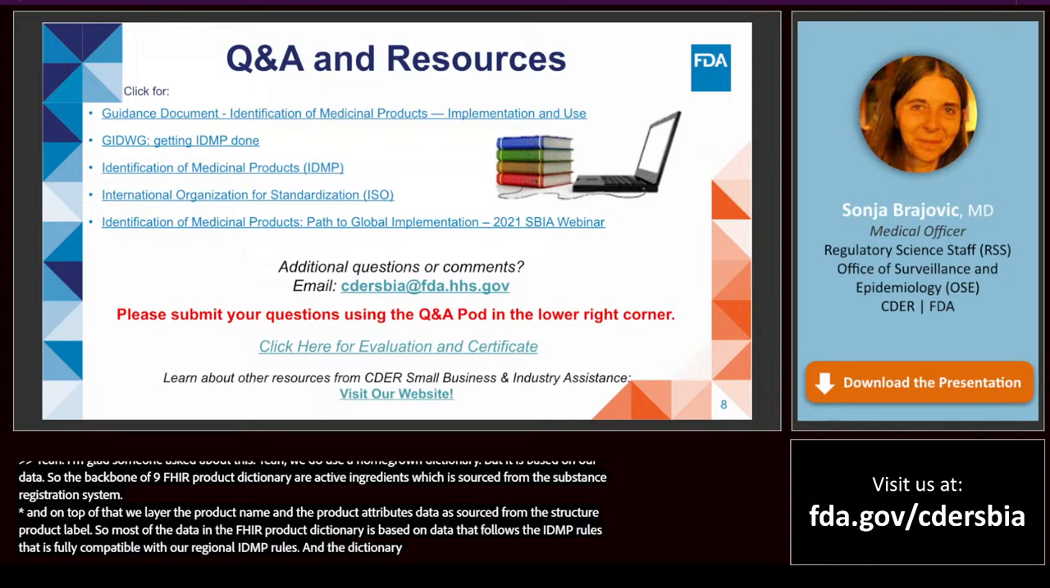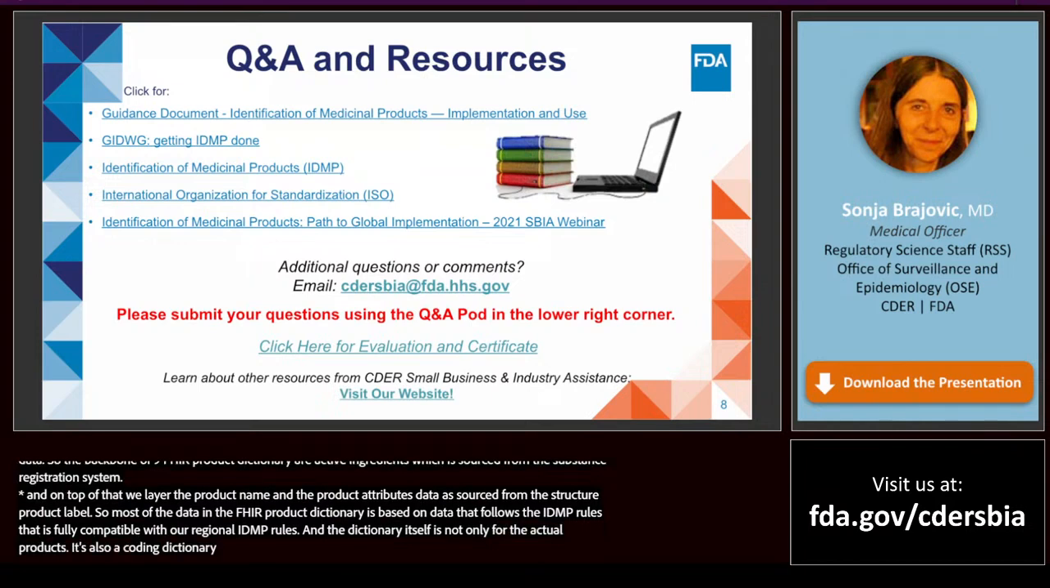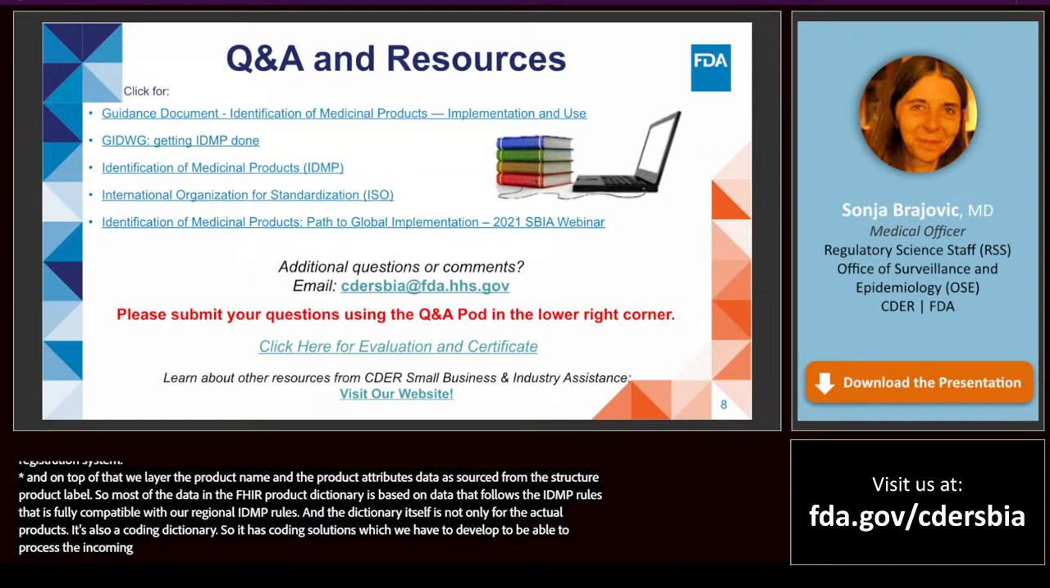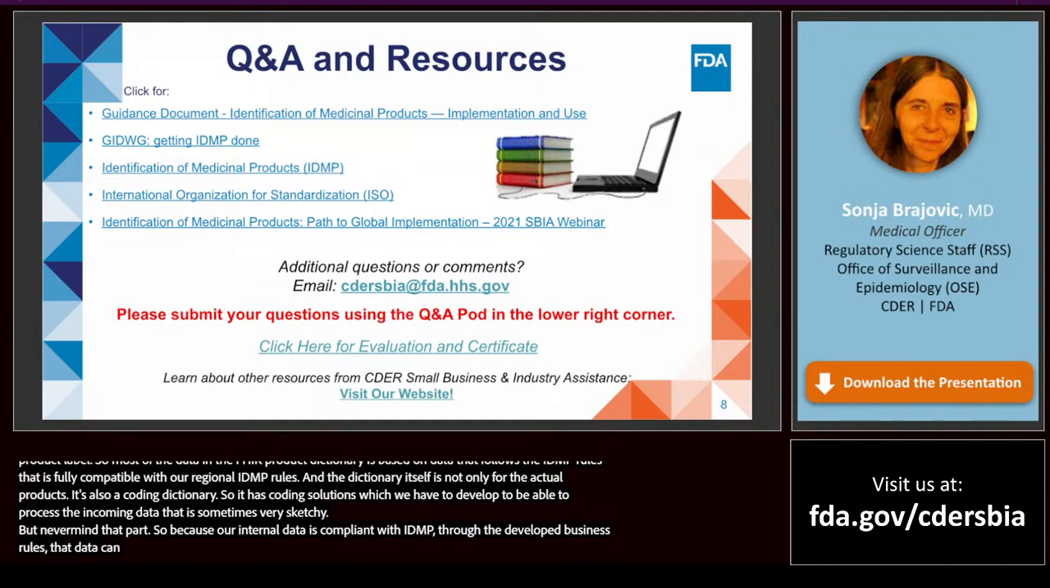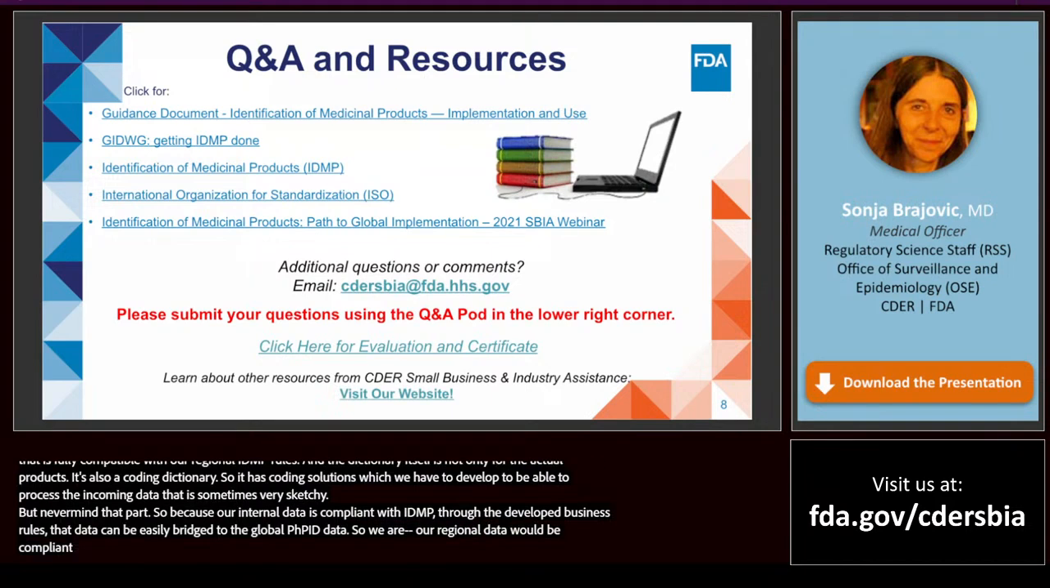The dictionary itself is not only for the actual products. It's also a coding dictionary, so it has some coding solutions, which we had to develop to be able to process the incoming data that is sometimes very sketchy. But never mind that part. Because our internal data is compliant with IDMP, through the developed business rules, that data can be easily bridged to the global PHPID data. So yes, our regional data would be compliant with global PHPID, or maybe the word is conformed with the global PHPID. But yeah, thank you for the question.